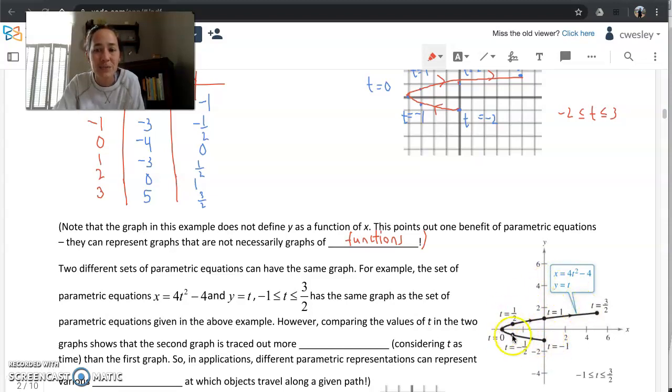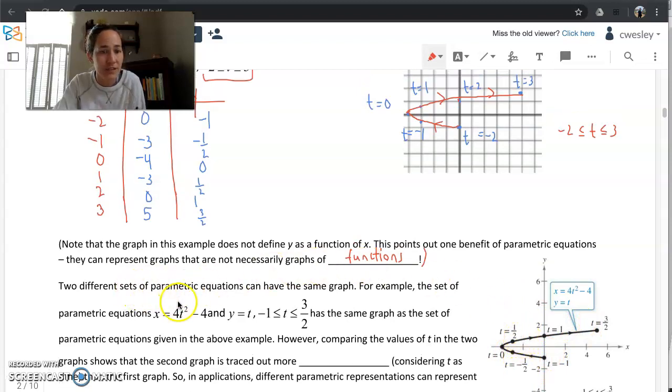Well, this is the same shaped graph, right? Two different sets of parametric equations can actually have the same graph, like this one and that one. But what's different? As you look closer and you compare the t values, you see that this picture is traced out much more rapidly than the one that we graphed ourselves. It took us 5 seconds to get around the curve all the way up to t equals 3, from t equals -2 all the way up to 3. Whereas this one's moving quicker.